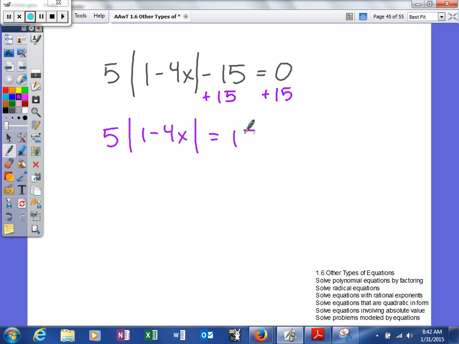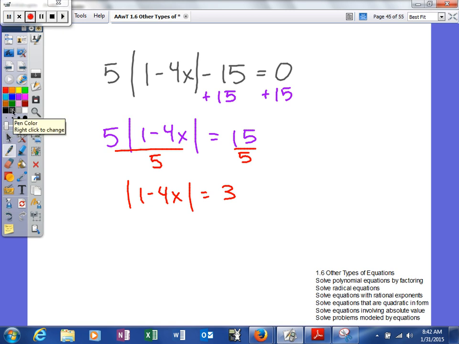So we added 15 first, and then what we're going to do is divide both sides by 5. And we get the absolute value of 1 minus 4x is equal to 3. So at this point in time, now we have our absolute value isolated. So what we're going to do now is set what's inside our absolute value equal to 3, and also what's inside our absolute value equal to its opposite.